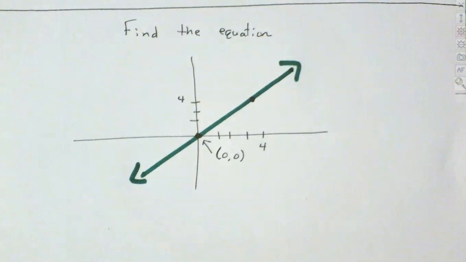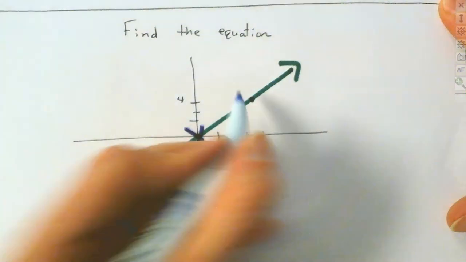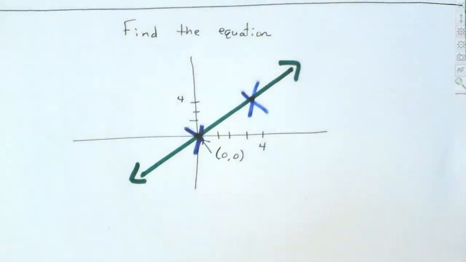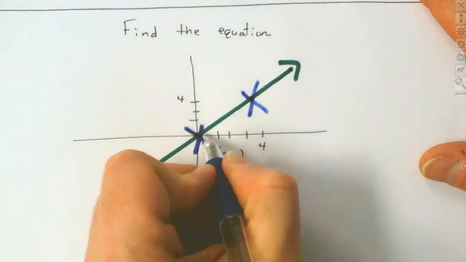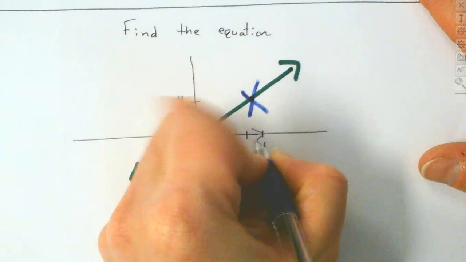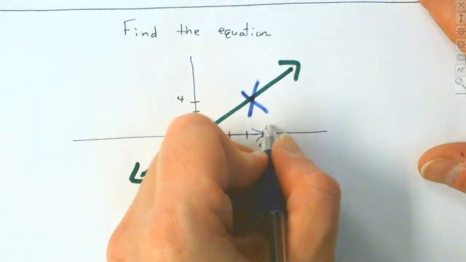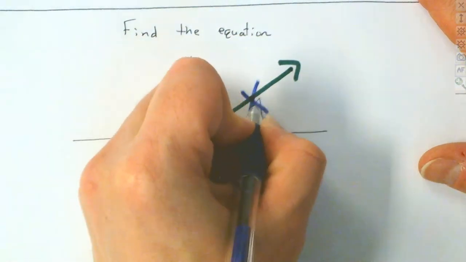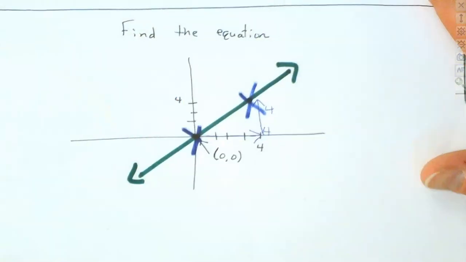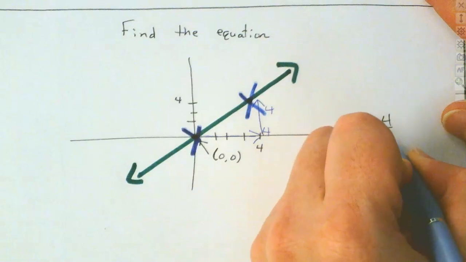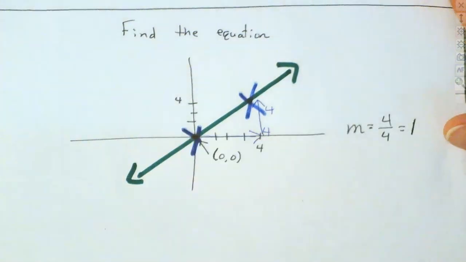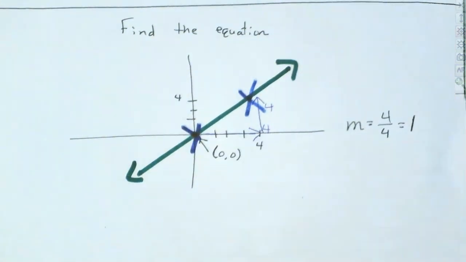Now, how do I get from one point to the other? If I start here, how do I get to here? What do I have to do? Well, I have to go over how many units? I'm going to go over 4 units, right? And then I'm going to have to go up how many, it looks like? 4. So what would my slope then be? 4 over 4, which would then be what? 1. Now, how would I write my equation?